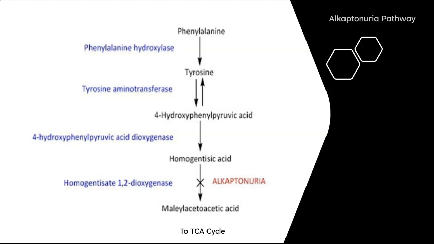ochronosis of the auricular cartilage, arthritis, blue-gray pigmentation of cartilage, face, ears, hands, and sclera, and daily excretion of gram quantities of homogentisic acid, as well as cause severe arthropathy and cardiovascular valve disease. No amino acids become essential in AKU, and phenylalanine is considered an essential amino acid.